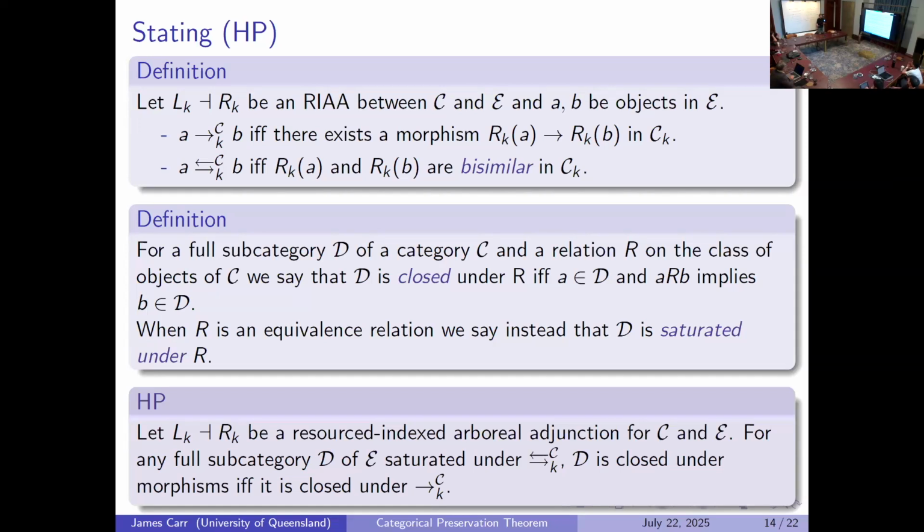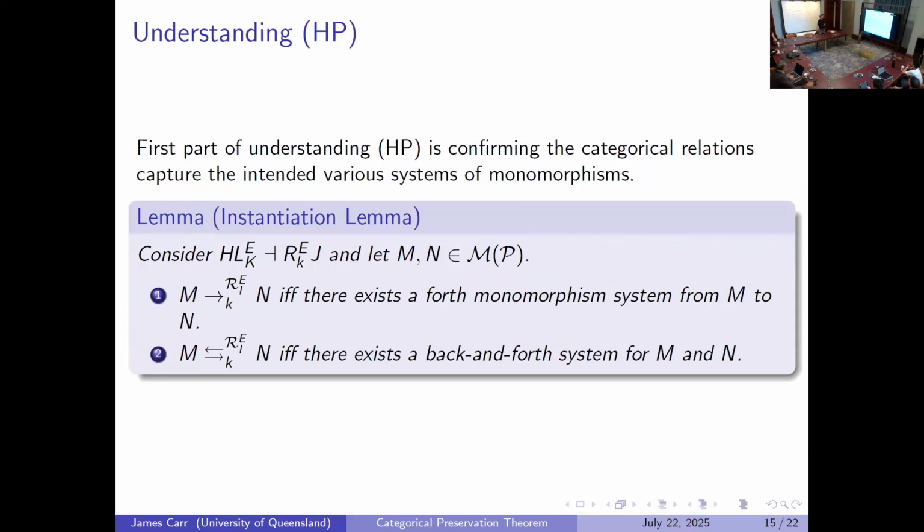So that's the categorical statement of HP. That's all well and good, but we now need to understand what it means in the context I'm actually interested in. So the first part, the real category theory, model theory part of it, is basically confirming that these categorical relations that we just introduced in this particular setting mean some kind of variant of a back and forth system.